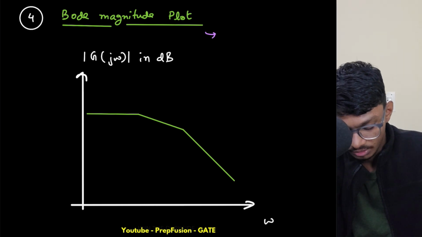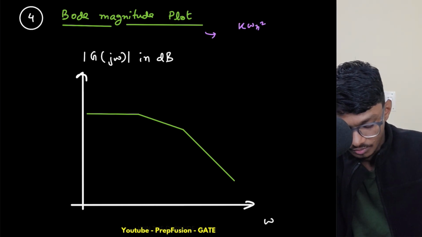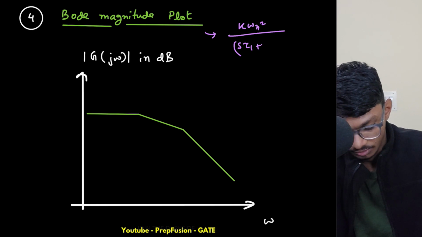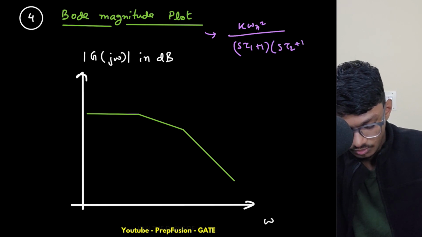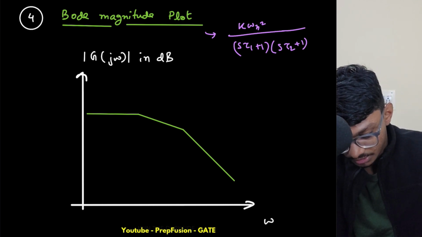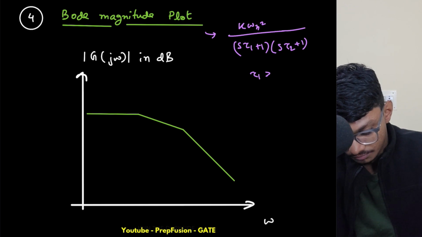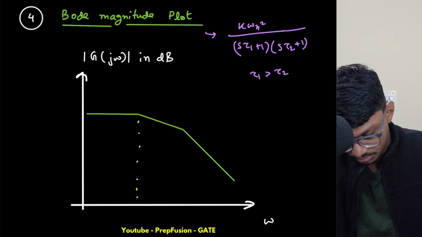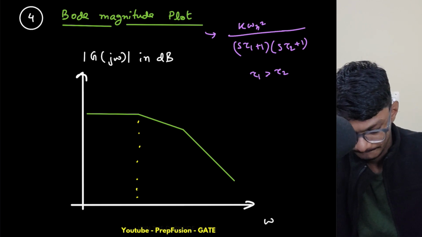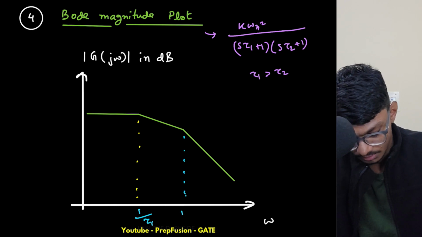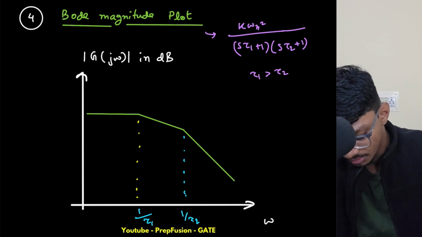Here my Bode plot can be written like this: K omega n square over s tau 1 plus 1, this is the first example that I took in the Bode plots, I think, into s tau 2 plus 1. Obviously here let's assume that my tau 1 is greater than tau 2. So this is my corner frequency 1 by tau 1, and this is the corner frequency 1 by tau 2.